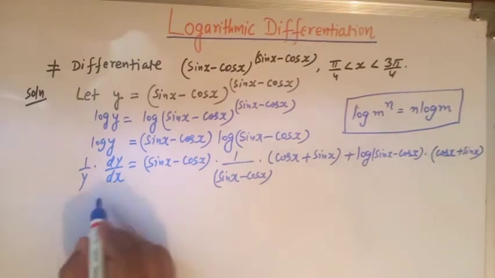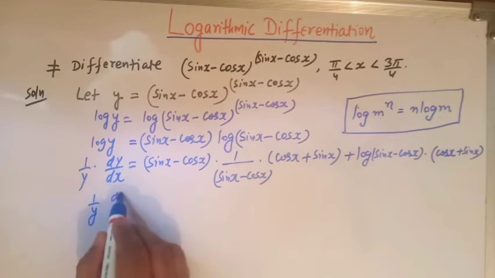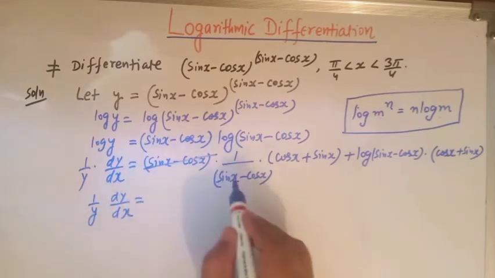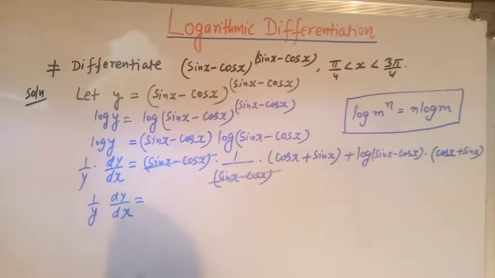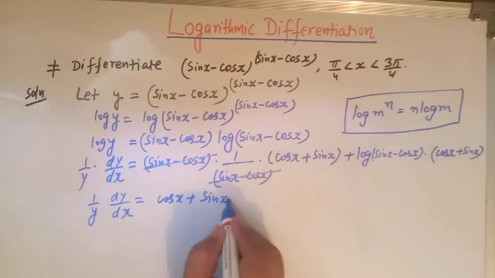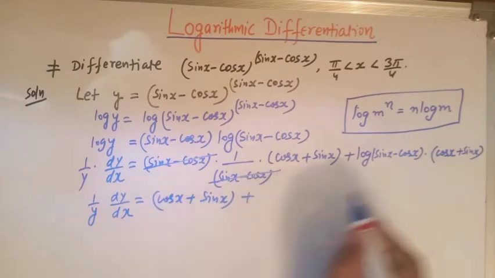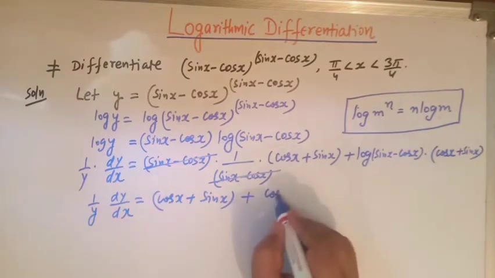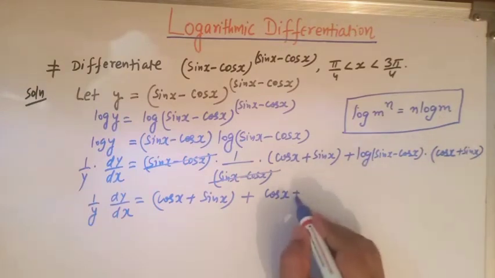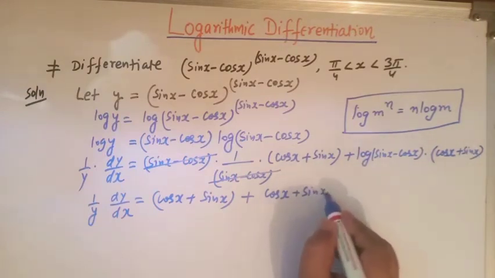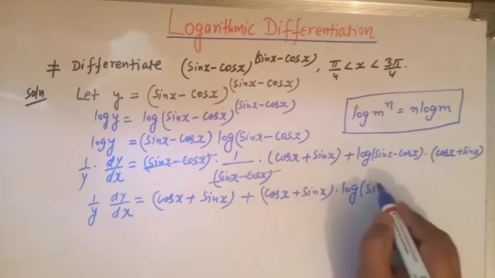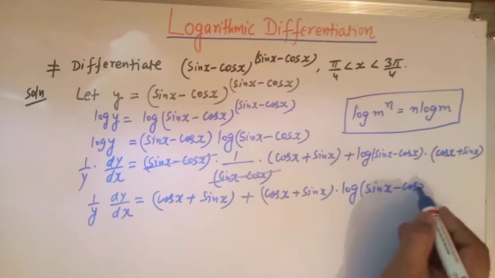Okay, so here we have 1 over y dy/dx, and here this term and this term get cancelled, so we have cos x plus sin x, and plus cos x, we'll write cos x plus sin x in front of log, so we have (cos x plus sin x) times log of (sin x minus cos x).